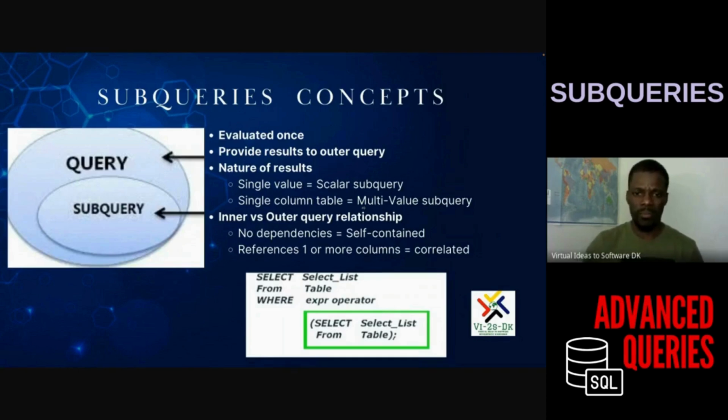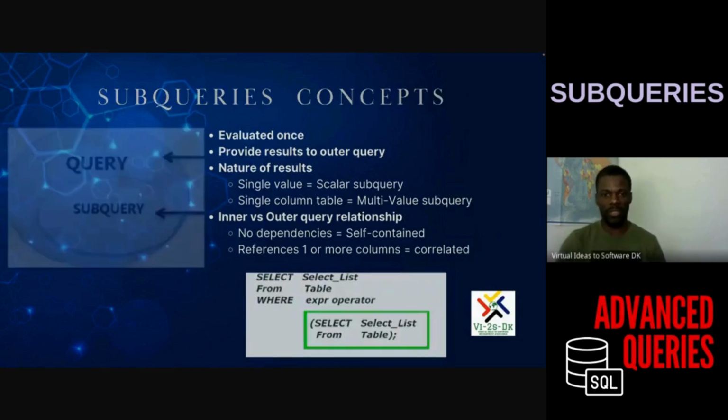Then you have two types of relationships between the inner and the outer query. If the inner query and the outer query have no dependencies, then we're talking about a self-contained subquery, which is what we'll be seeing in a little bit. Otherwise, if there are references between the inner query and the outer query, then we're talking about a correlated subquery. So let's dive into each one of these.